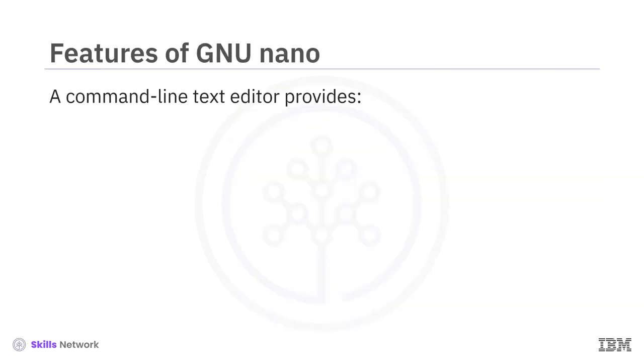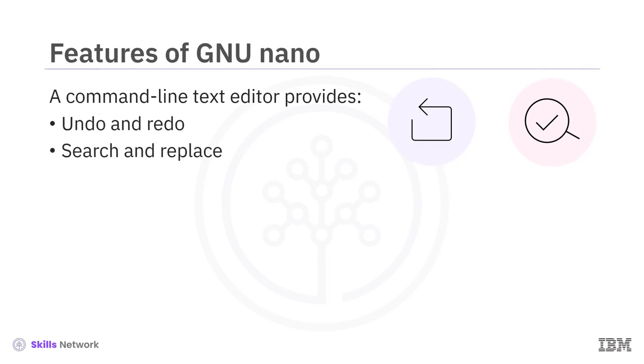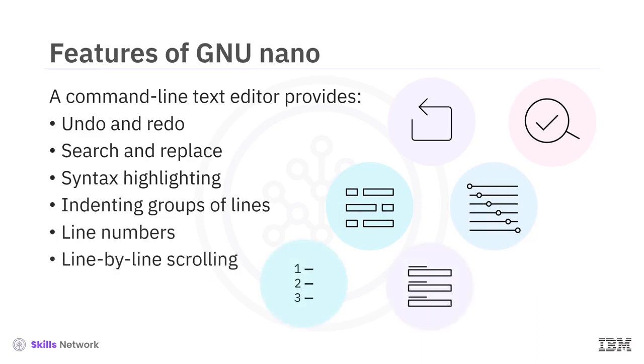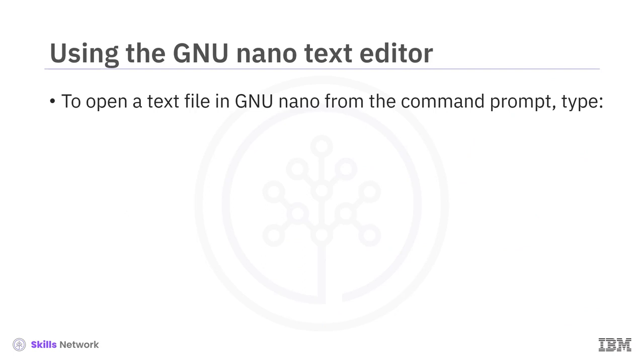GNU Nano is a command line text editor that provides undo and redo features, search and replace with support for regular expressions in the search string, syntax highlighting, automatic indentation of code, line numbering, line-by-line scrolling, and multiple buffers so you can work with many files at the same time. To open a text file in Nano, type nano followed by the file name to open. This opens a new text editor window in which you can edit the file.